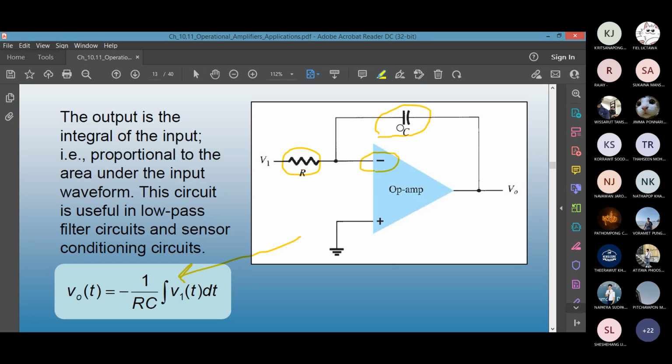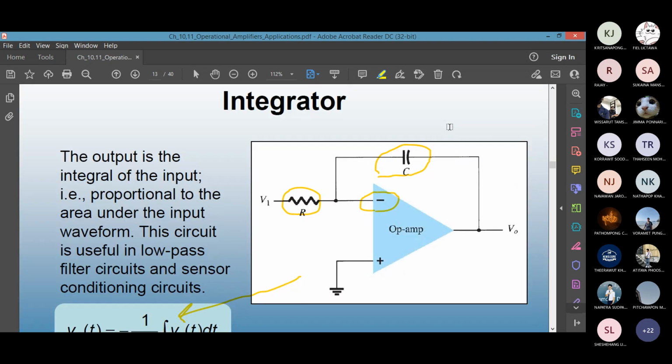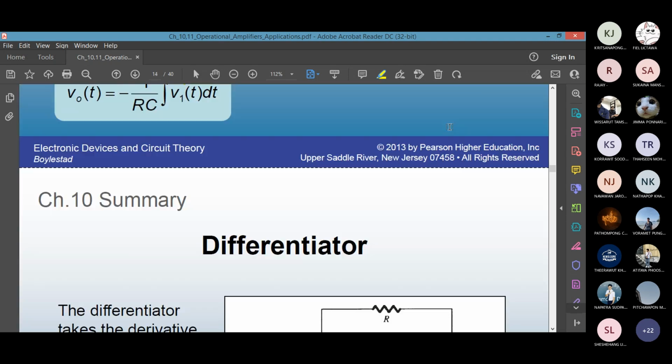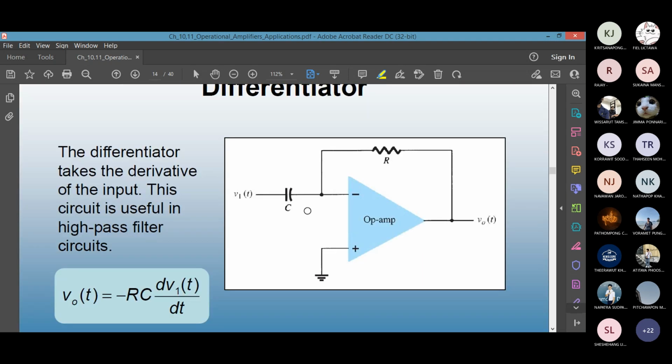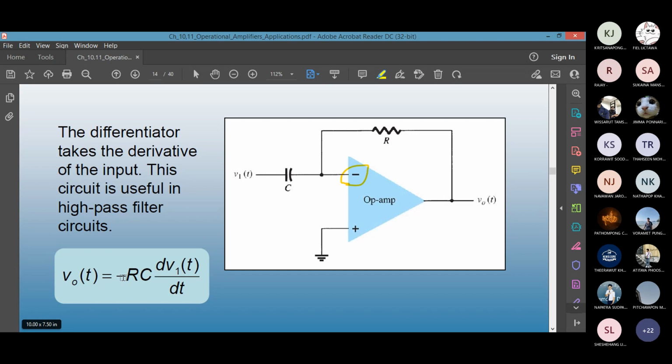Similarly, you can swap the position. You can make the capacitor the first element after your input and the resistor the feedback element. If you do that, you no longer have an integrator. What you'll have is a differentiator. The input is still on the minus pin, so the output voltage has a minus sign: minus RC dV over dt.